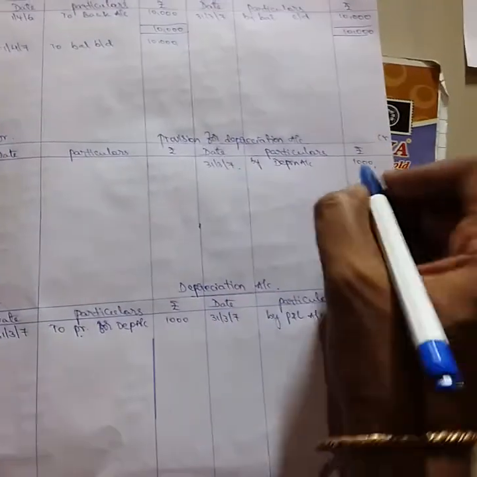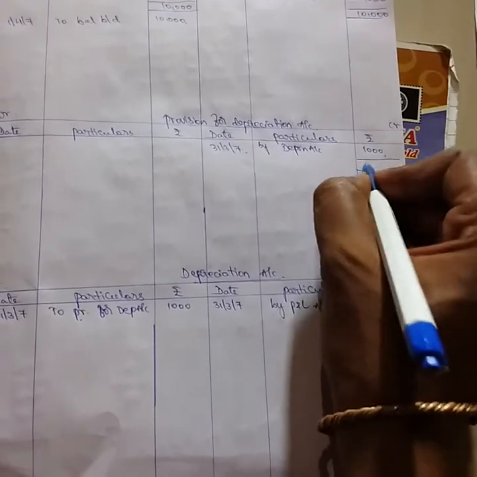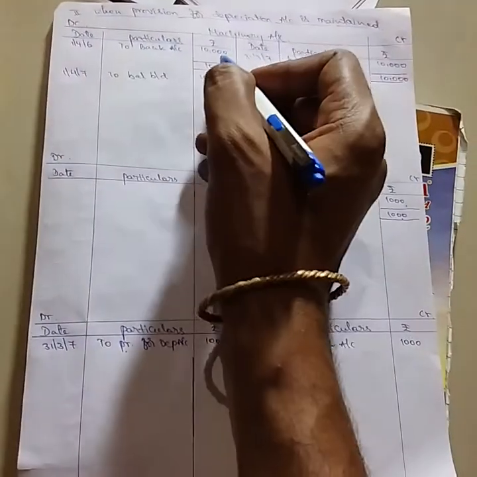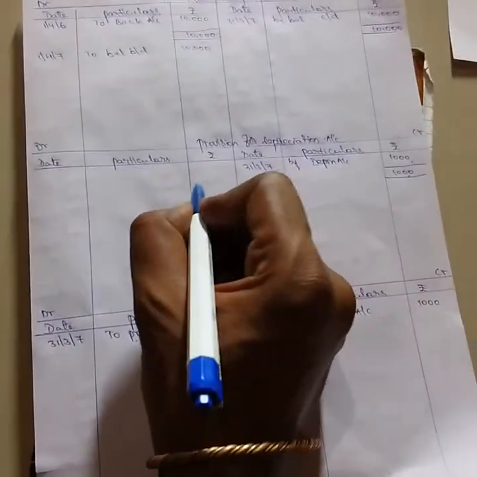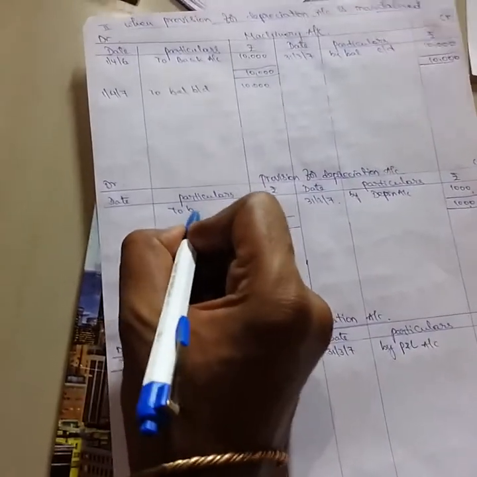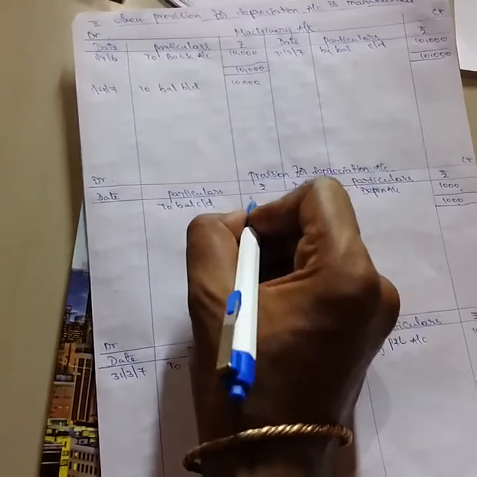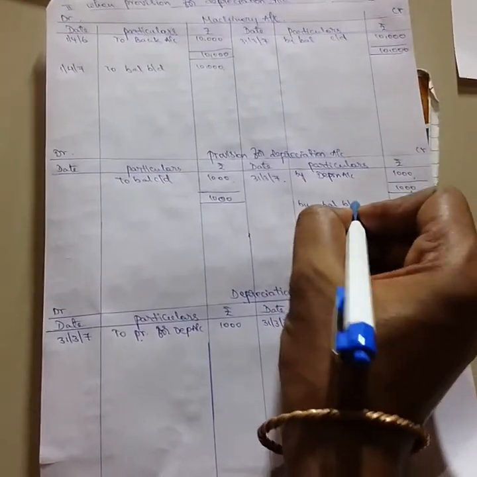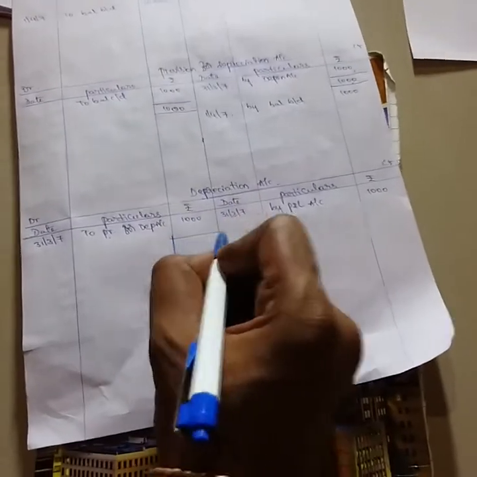Close provision for depreciation account. First year provision is 1,000, so it means this 1,000 is depreciation charged on this 10,000. Take the same balance on debit side 1,000, so to balance carried down 1,000. This balance should be brought down on the opposite side, I mean credit side, by balance brought down 1,000 on 1/4/2007. Close depreciation account, both sides depreciation is 1,000.